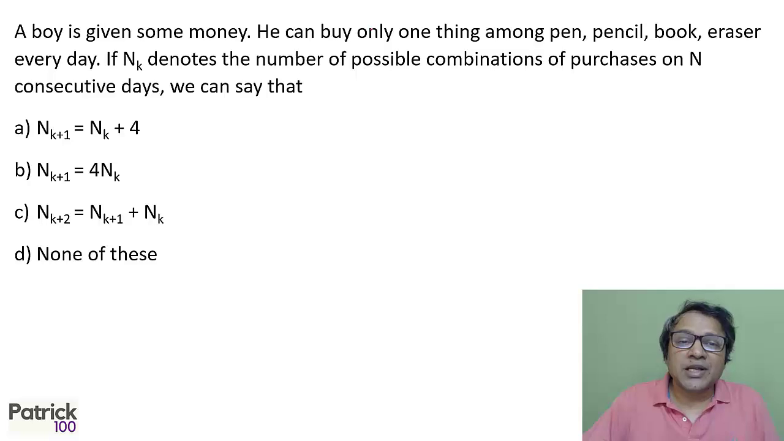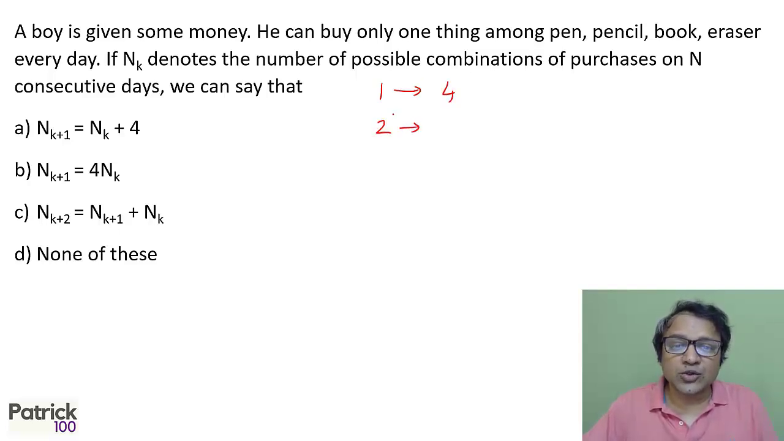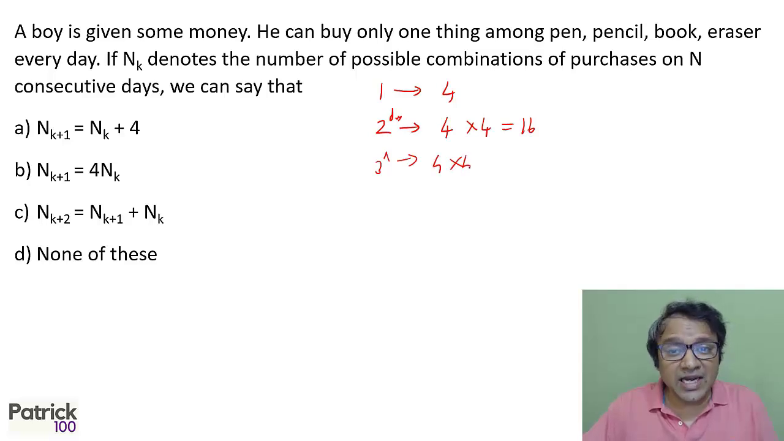A boy is given some money. He can buy only one among 4 things. NK denotes the number of possible combinations of purchase on n consecutive days. So the first day, how much can he buy? 4 things, any of the 4. Second day, 2 consecutive days: 4 things in the first and any of the 4 in the second. So 16. 3 days: first day 4, second day 4, third day 4, 64.